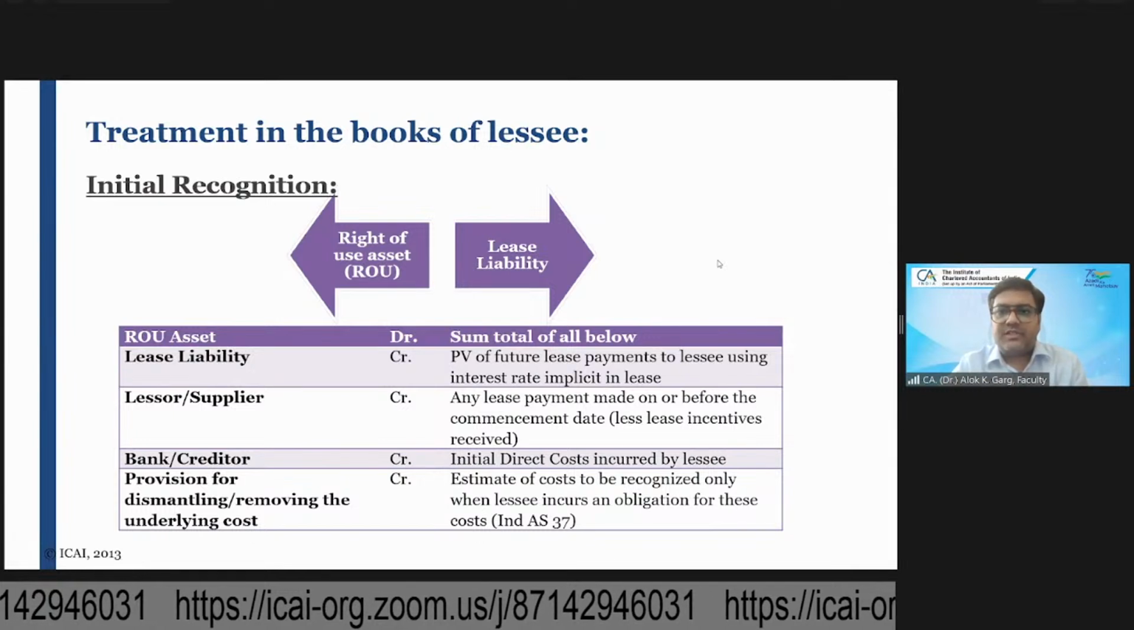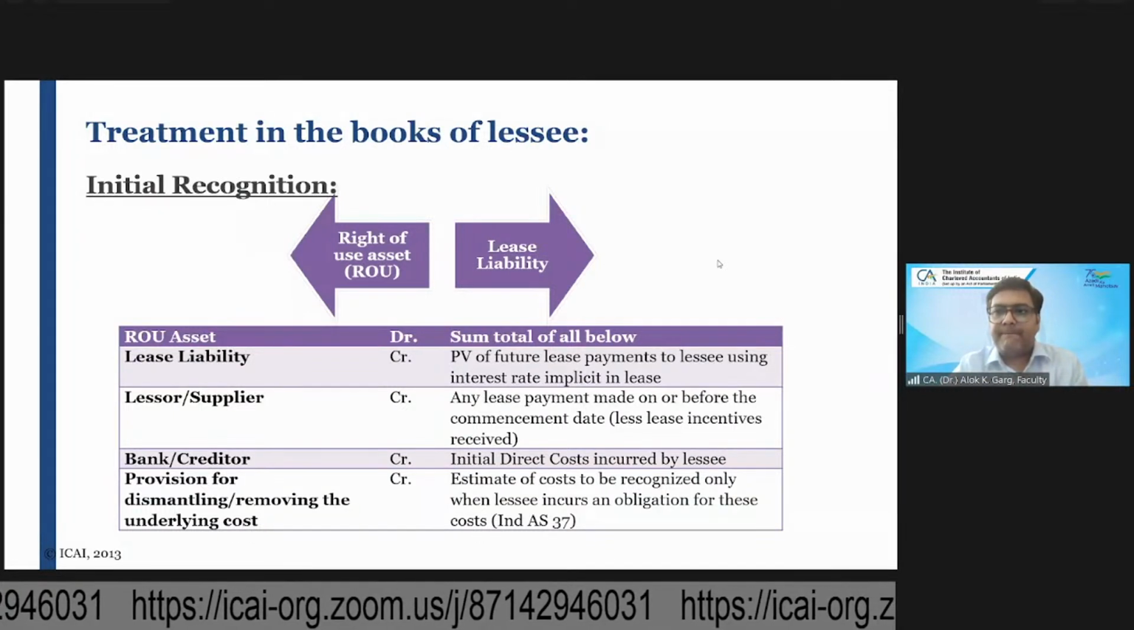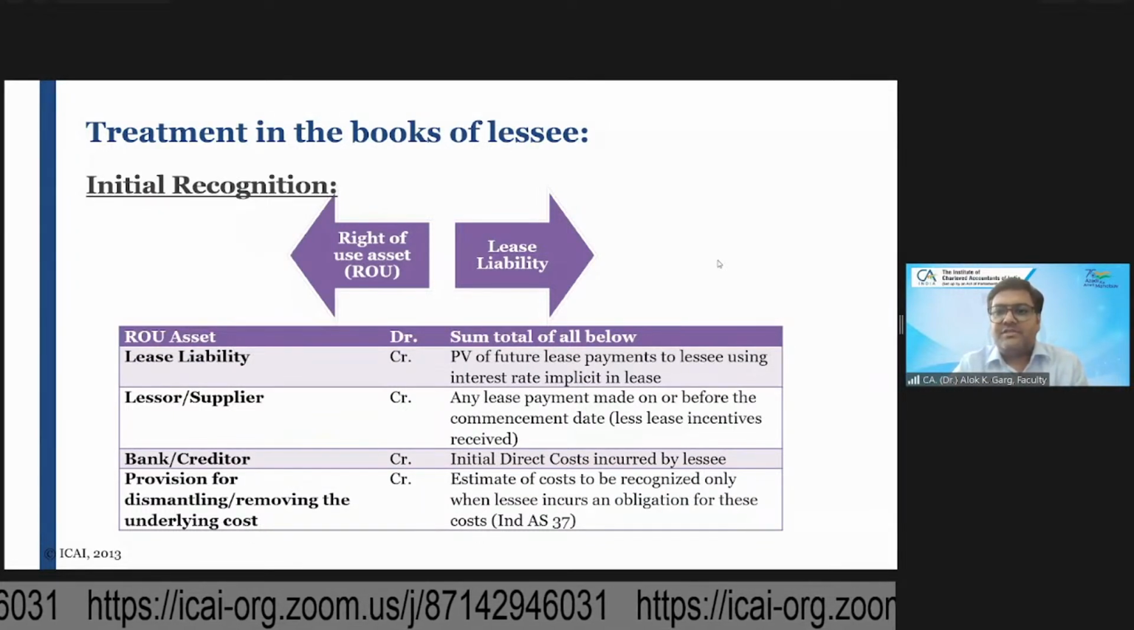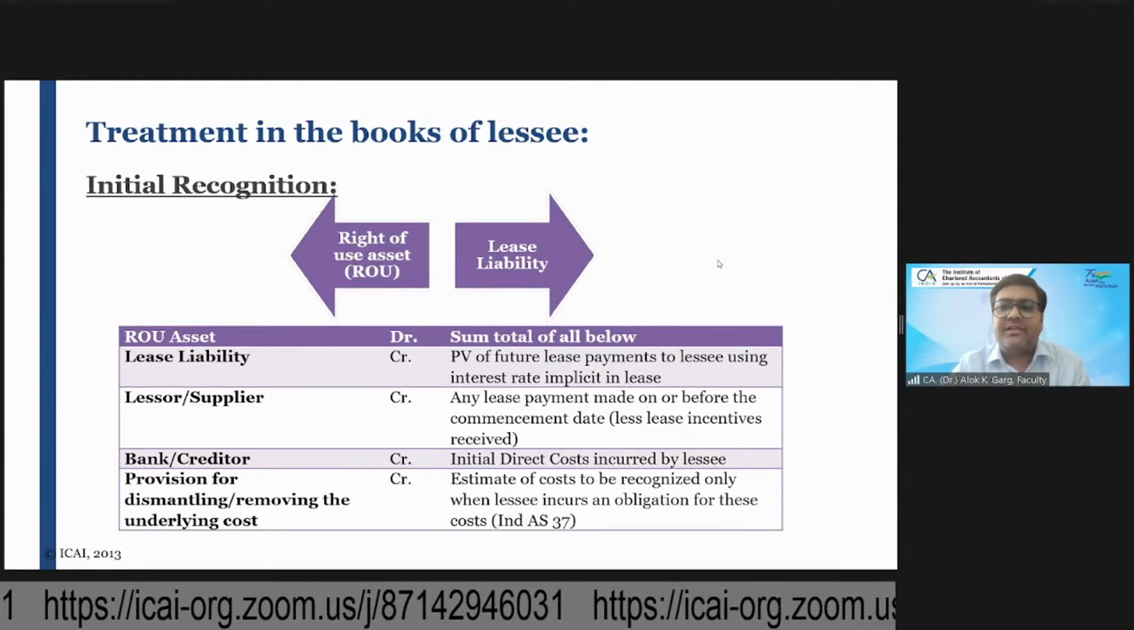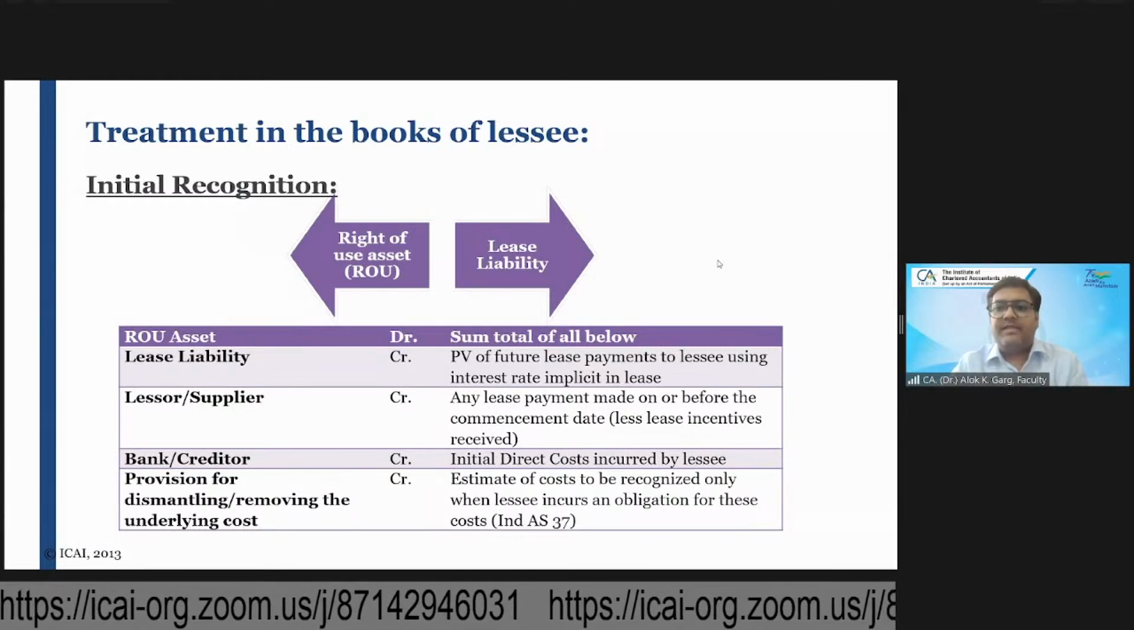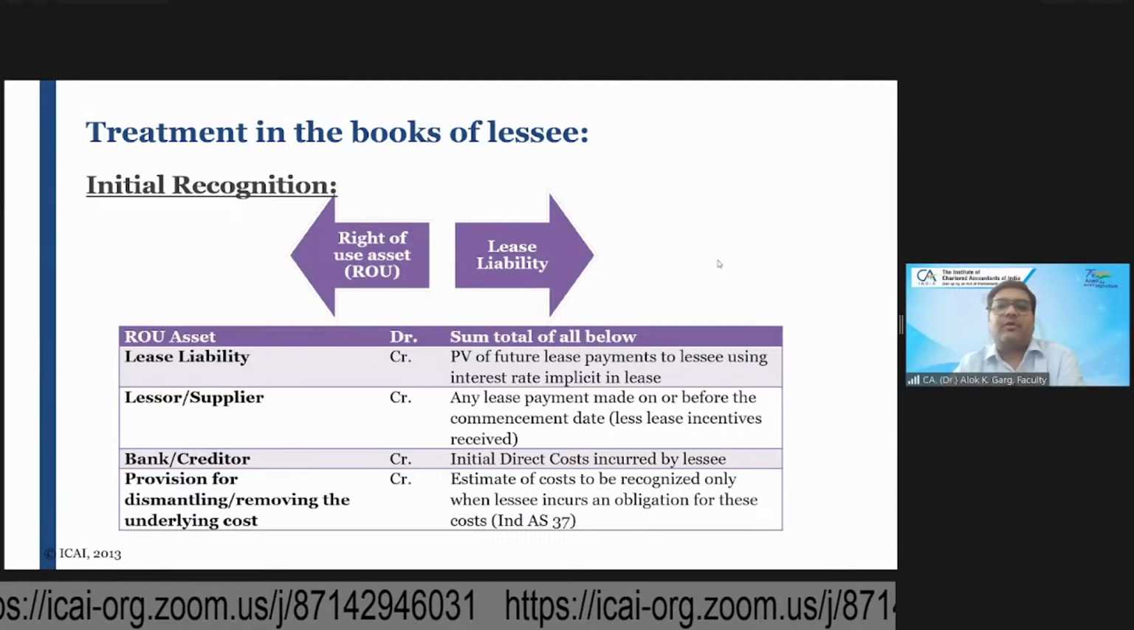So one question is there from Munish. Munish is saying, sir, please explain residual value guarantee. Okay.